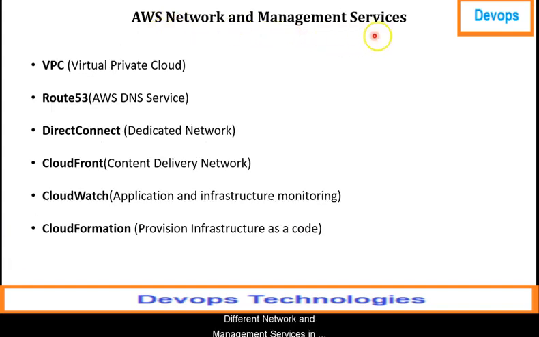Different network and management services in AWS are VPC, Virtual Private Cloud, Route 53, AWS DNS Service, Direct Connect, Dedicated Network, CloudFront, Content Delivery Network, CloudWatch, Application and Infrastructure Monitoring, CloudFormation, Provision Infrastructure as Code.